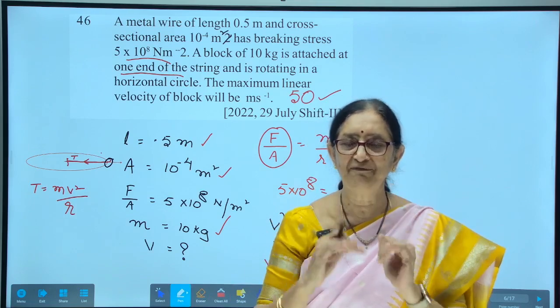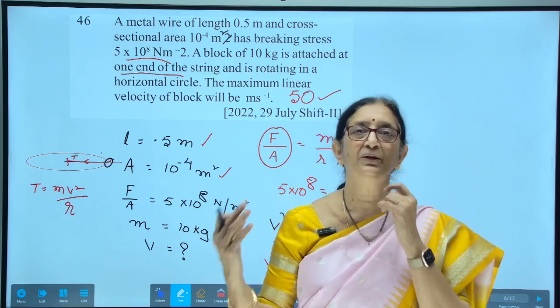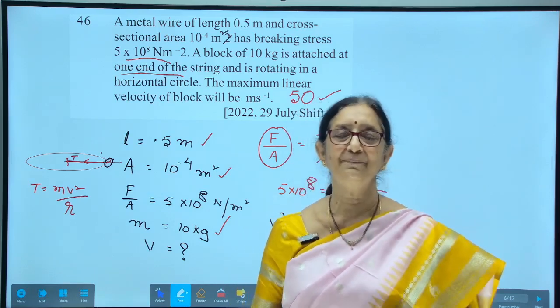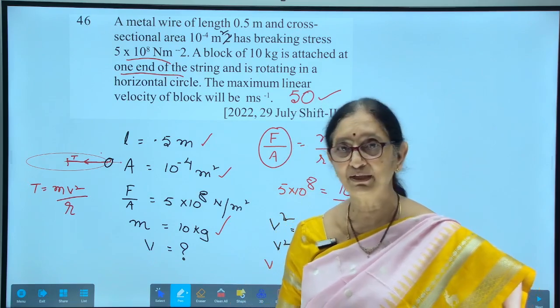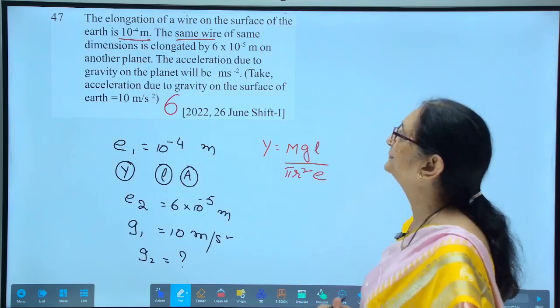So F by A is given, F is mv square by r, from which you could calculate the maximum permissible speed with which it can be rotated in a horizontal circle. Move on to the next problem.